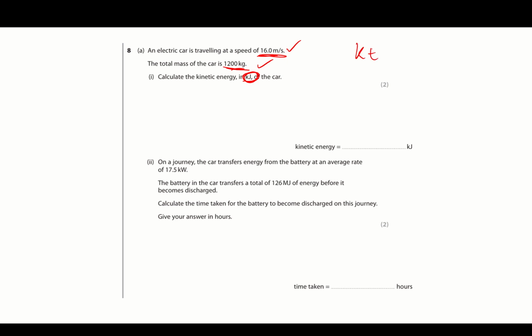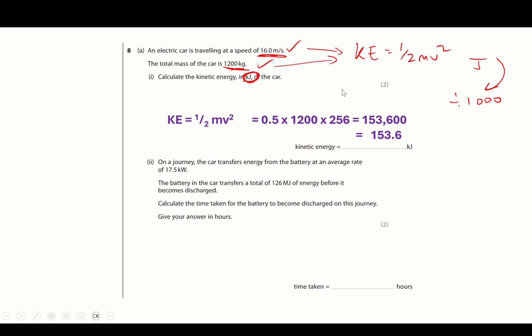So we know KE equals half mv squared. We can just put those values directly into that. But at the end, we're going to have to divide it by 1,000 to get it into kilojoules, because it'll spit our answer out in joules, and then we've got to change it to kilojoules. So you can see there, 0.5 times the mass 1,200 times 16 squared, which students still forget to do, equals 153,600. So my answer is 153.6 kilojoules.